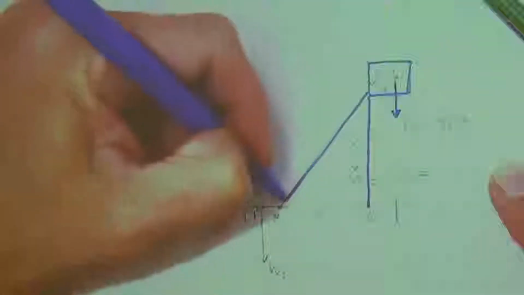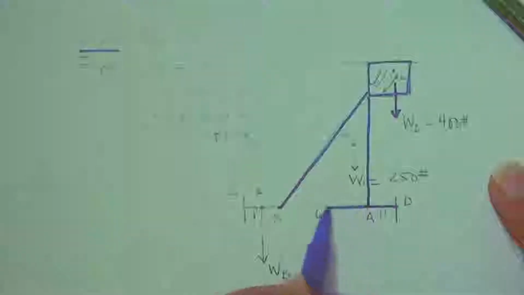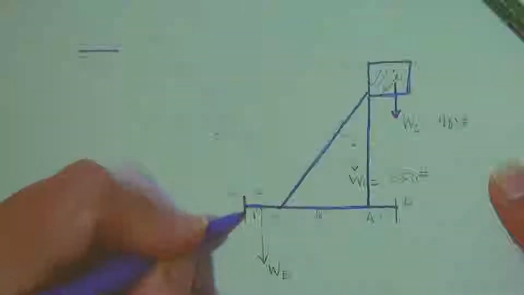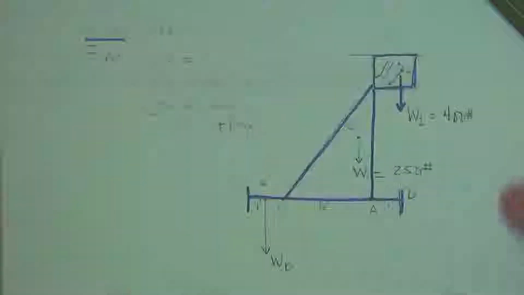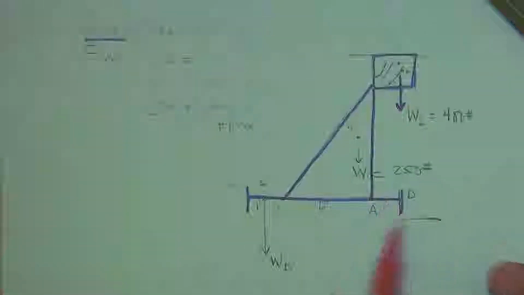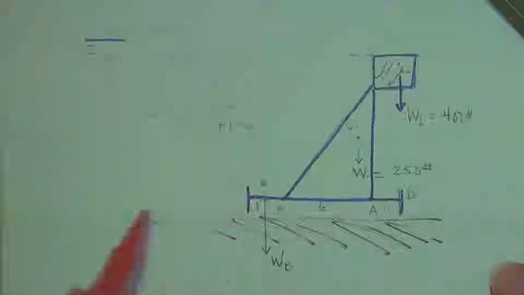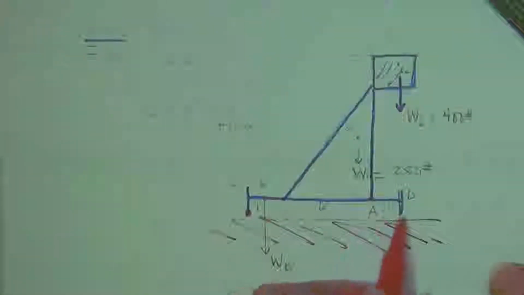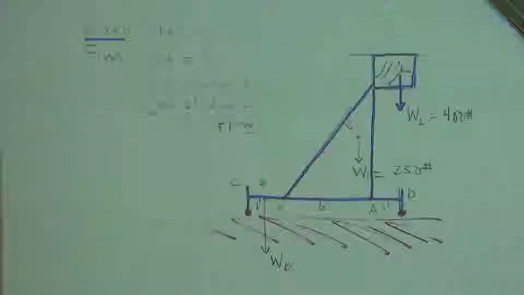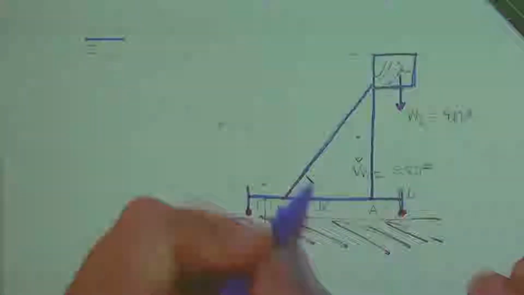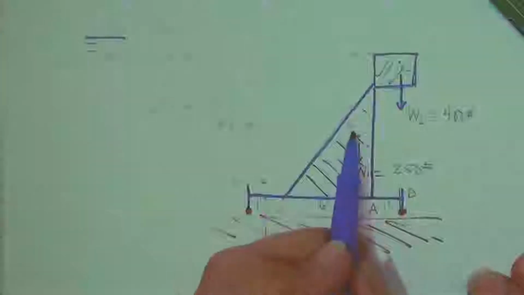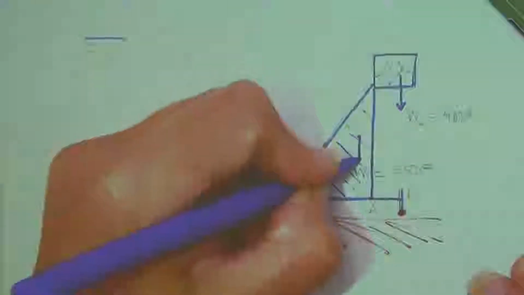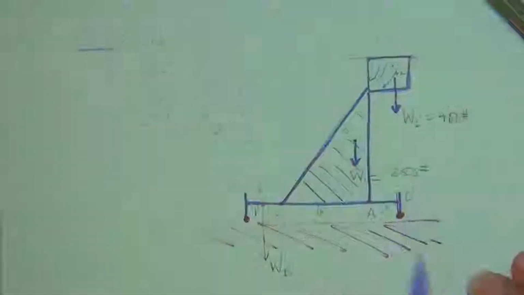Then there's this framework here that's resting on the ground. Do you see the sketch of the ground here? So it means it's touching right here and it's touching right here. And this framework has the center of gravity of G1, and weight 1 is given as 250.